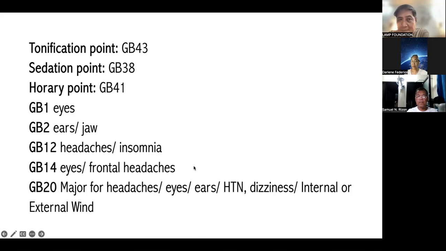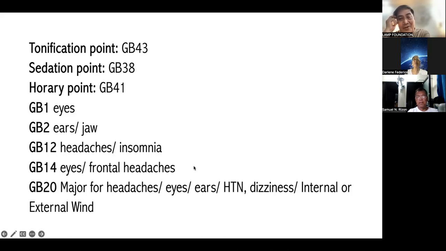Kasi po, kung water po, so siyempre yan spring po siya, siya po yung tonify talaga. Water point siya ni gallbladder, the wood. Opo. Gallbladder is wood. Okay, so sino ang metal point ng gallbladder? Gallbladder 44.